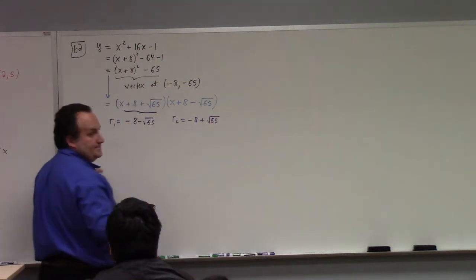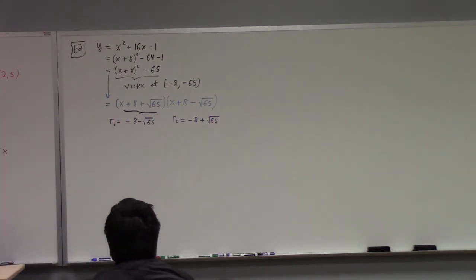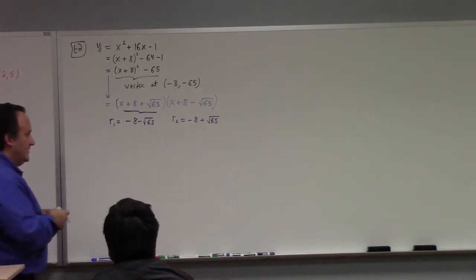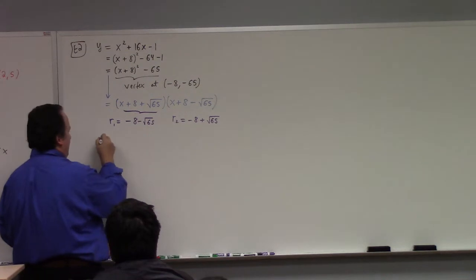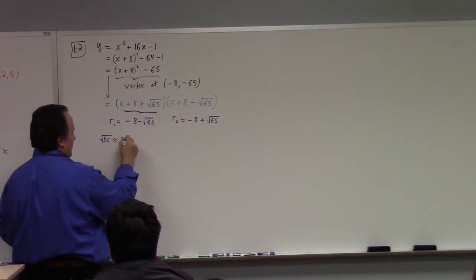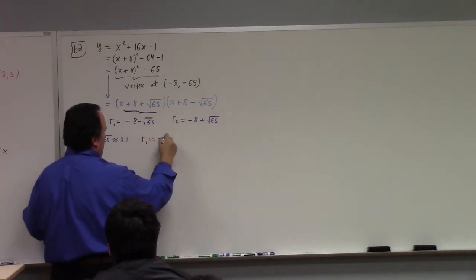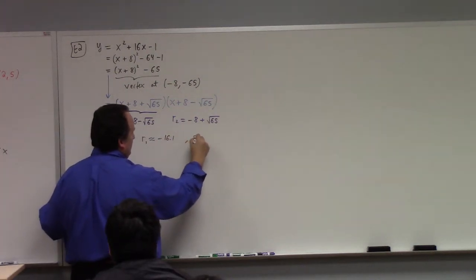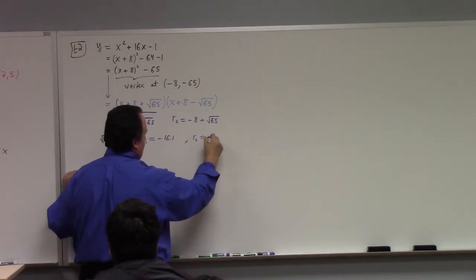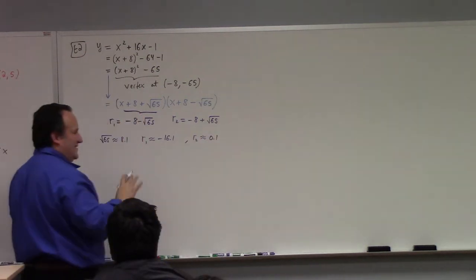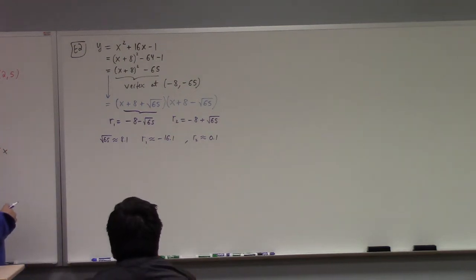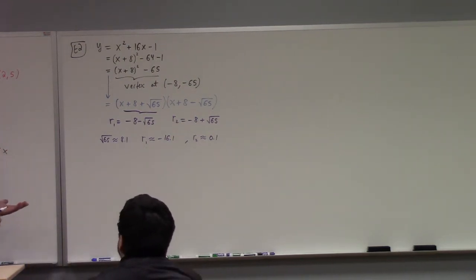You just have to do calculations. Right, and we can approximate: the square root of 65 is awful close to the square root of 64, right? So the square root of 65 is like 8.1-ish. That makes R1 approximately minus 16.1, and R2 approximately 0.1. Just a little bit positive, not much. And so I know where the x-intercepts are, I know where the y-intercept is, I know where the vertex is, I can graph this thing.